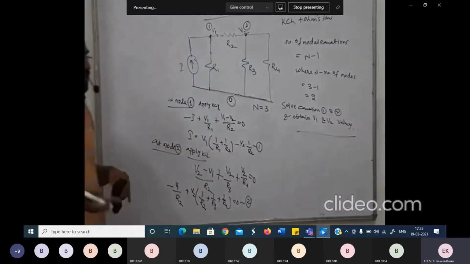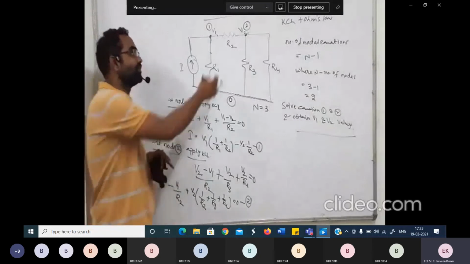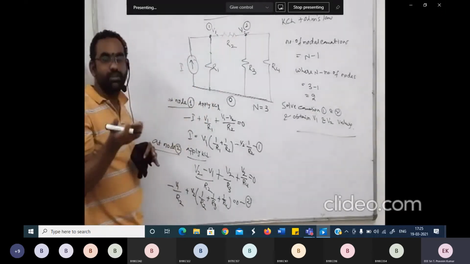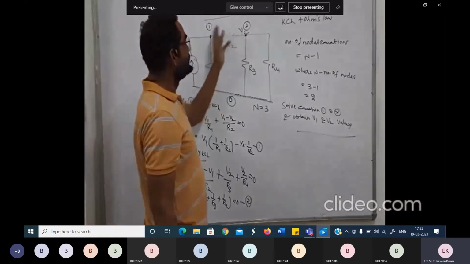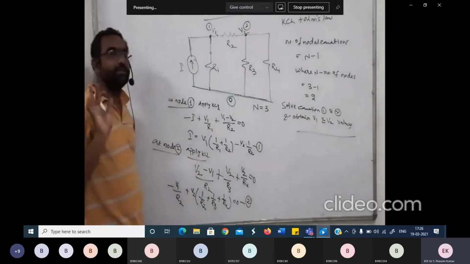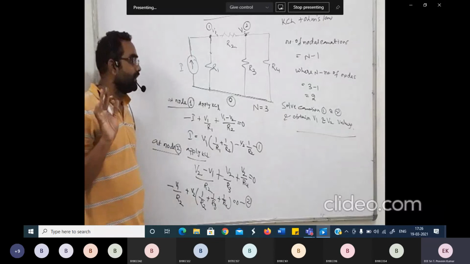Now simplify, solve the equations, and you get the values of V1 and V2. If the question is asked for the current going through R2, then based on the values of your voltages, whichever is at higher potential, we can take V1 minus V2 by R2 or V2 minus V1 by R2. Now, this is the concept of nodal analysis. If you have any doubt, you can raise your hand, we can discuss.